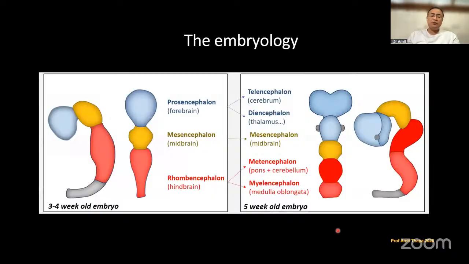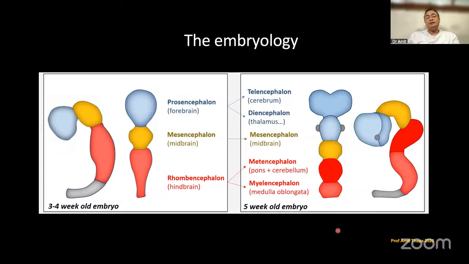So talking about the embryology, when we are a 3 to 4 week old embryo, the 3 brain vesicles, prosencephalon, mesencephalon, and rhombencephalon, divide further. The prosencephalon makes the cerebrum and the thalamus, or the diencephalon. Mesencephalon continues to become the midbrain, and rhombencephalon divides into metencephalon, which makes the pons and the cerebellum, and myelencephalon, that is the medulla oblongata.